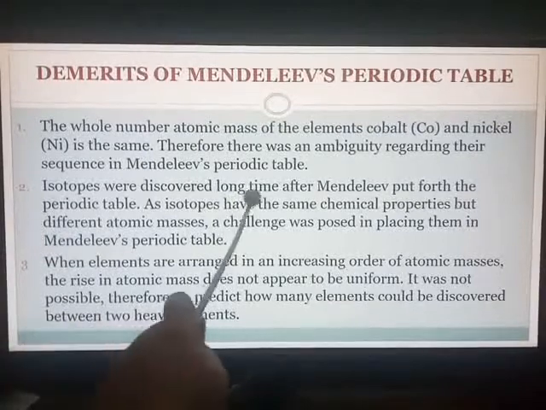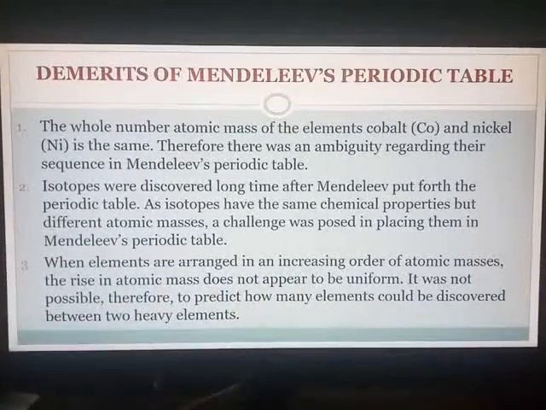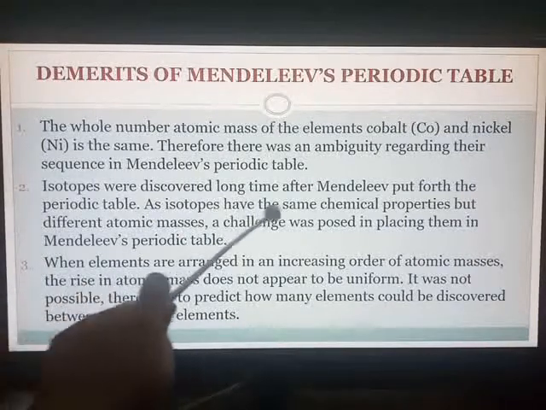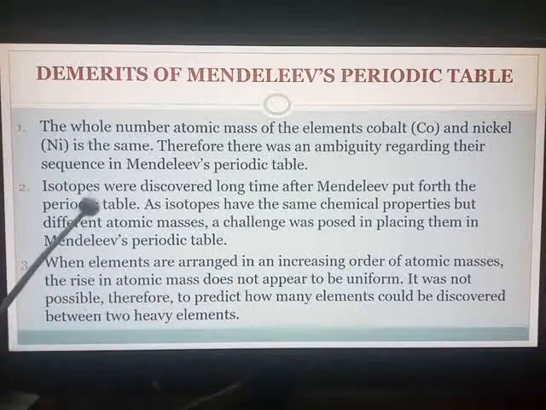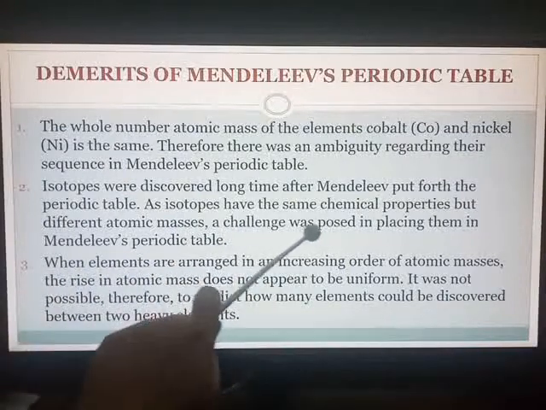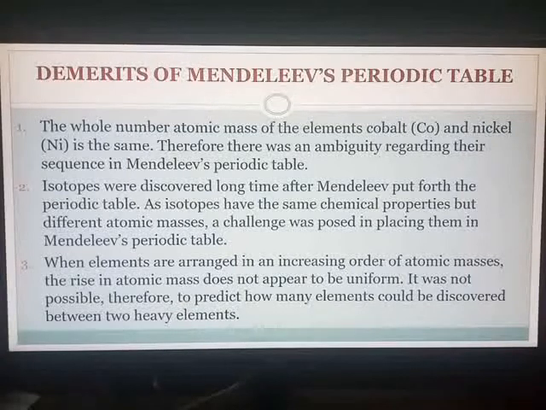Isotopes were discovered long after Mendeleev put forth the periodic table. Means at the time of Mendeleev, the concept of isotopes was not there. As isotopes have the same chemical properties but different atomic masses, a challenge was posed in placing them in Mendeleev's periodic table. Third was, when elements are arranged in an increasing order of atomic masses, the rise in atomic mass does not appear to be uniform. Therefore, it was not possible to predict how many elements could be discovered between any two heavy elements.